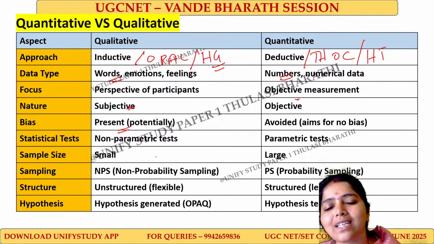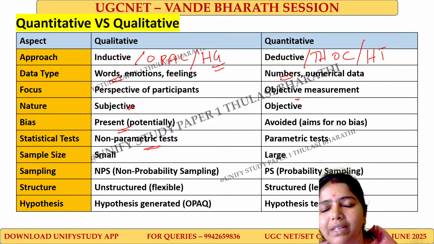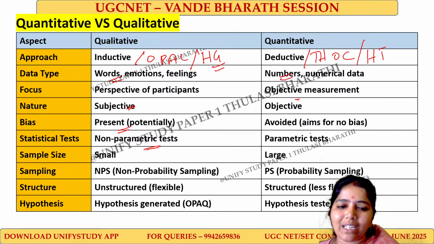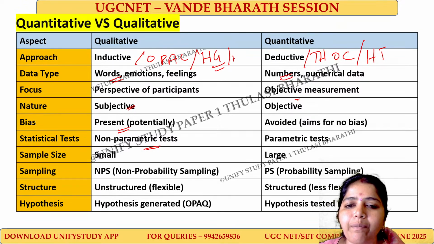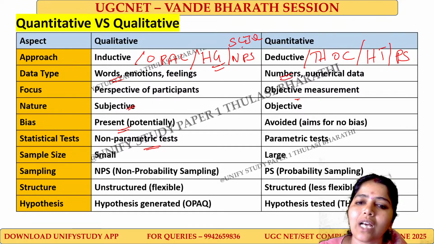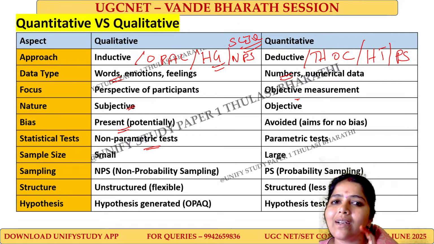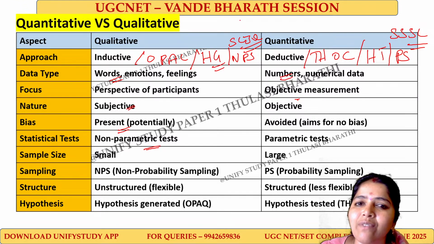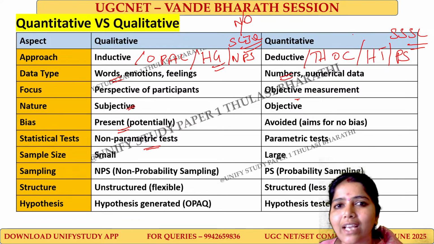In terms of statistical tests, here we use non-parametric tests, here parametric tests are applied. In qualitative, the sample size is small, but in quantitative it is large. Here non-probability sampling methods are used, and here probability sampling is used. Non-probability includes snowball, convenience, judgmental and quota. Probability sampling includes systematic, simple, stratified and cluster sampling. As we all know, we collect data where the scales of measurement in qualitative can be nominal or ordinal data, while in quantitative it can be interval or ratio level data.